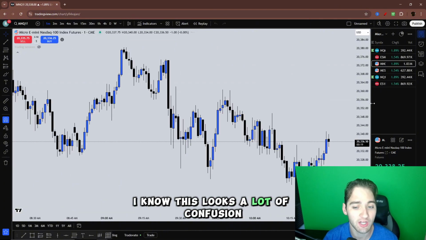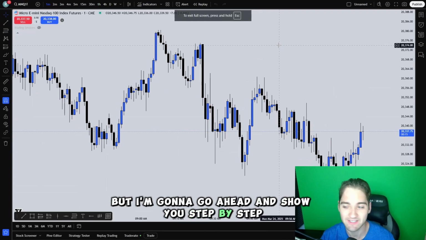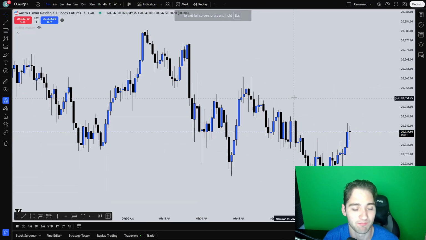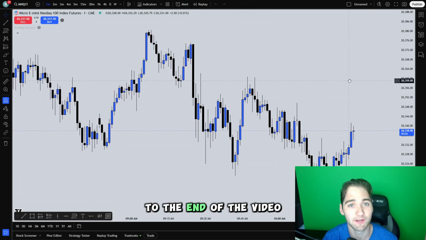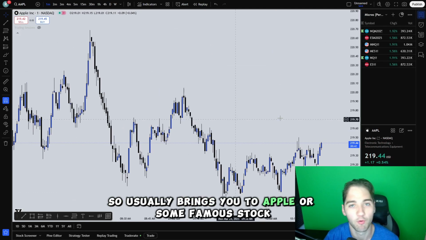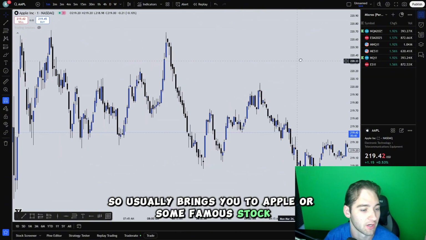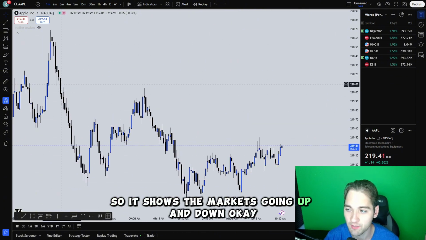I know this looks like a whole lot of confusion here, but I'm going to show you step by step exactly what all this means. By the time we reach the middle to the end of the video, you're going to understand this whole layout. Usually it brings you to Apple or some famous stock. This shows a stock, so it shows the markets going up and down.